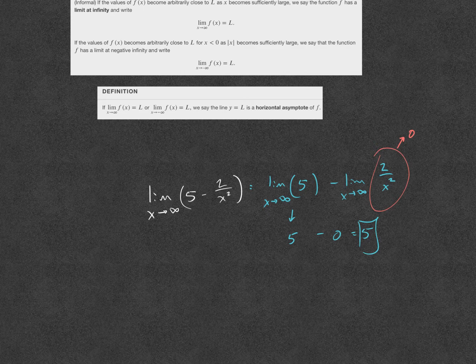The same thing will happen if we were to investigate the limit as x approaches negative infinity of 5 minus 2 over x squared, because even if you plug in a really, really big negative number into that denominator and then square it, oh, it's positive again, but it doesn't even matter. 2 divided by a really, really big number is also 0. So even if we approach negative infinity, the limit is still equal to 5.